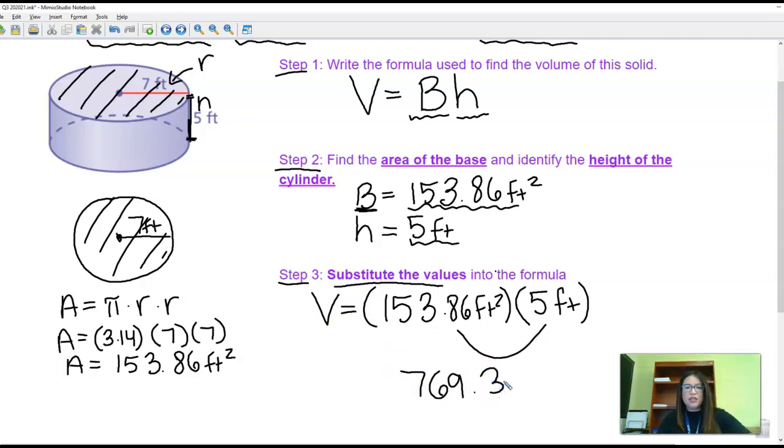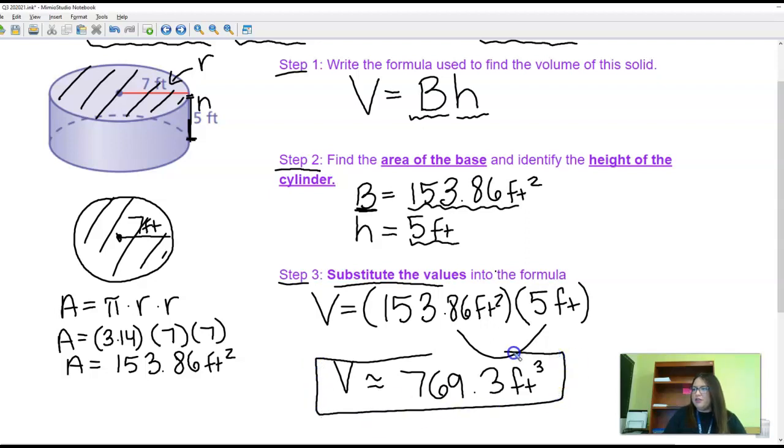We are measuring in cubic units. So this is cubic feet. Has to have a little exponent right there. And this is only just an approximation because we're using an approximation of pi. So there we go. This is how we find the volume of a cylinder using the formula. Okay? All right, let's go ahead and practice one more.